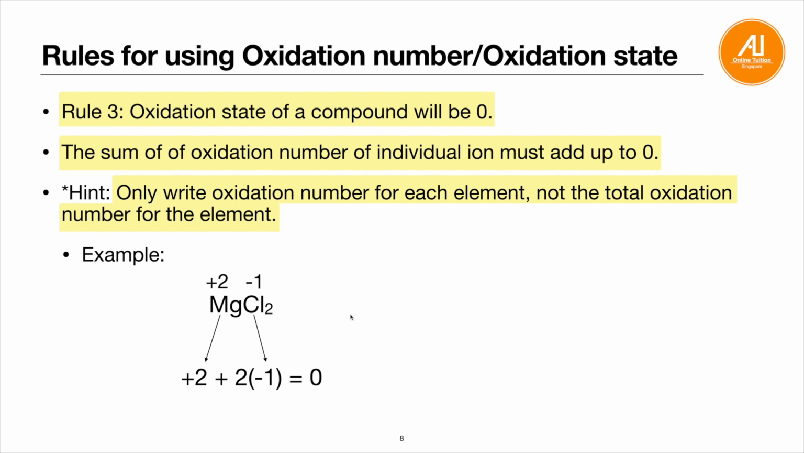One more example, NaOH. Sodium is group 1, so it's +1, and the oxidation number is also +1. Oxygen is group 6, so the charge is 2 minus, and the oxidation number is also -2. Hydrogen is +1. Then if you add up the total, it will be 0. So same thing: rule number 3, oxidation state of a compound will be 0. So that's how you apply it.